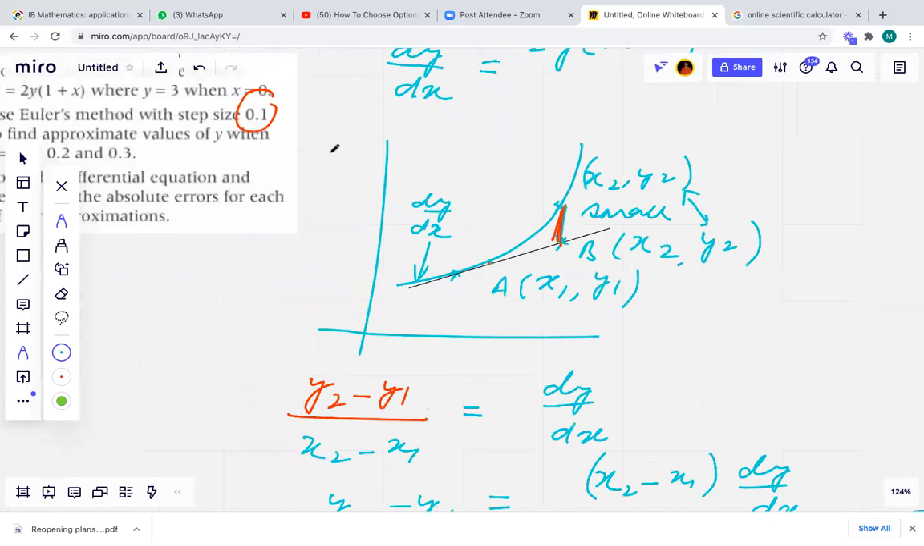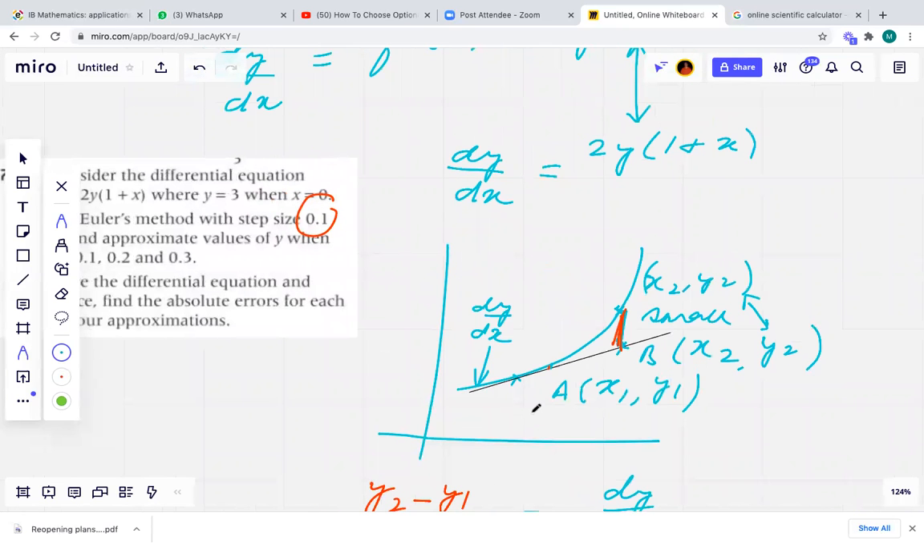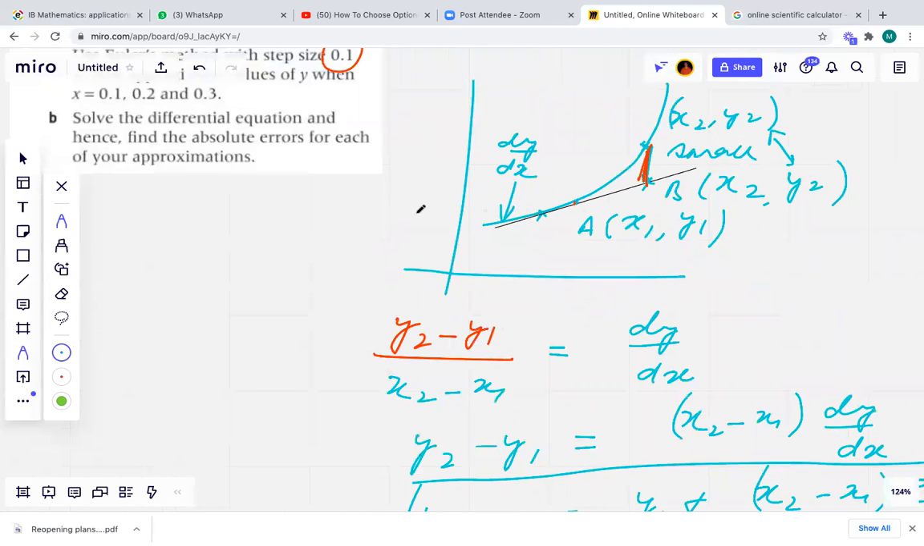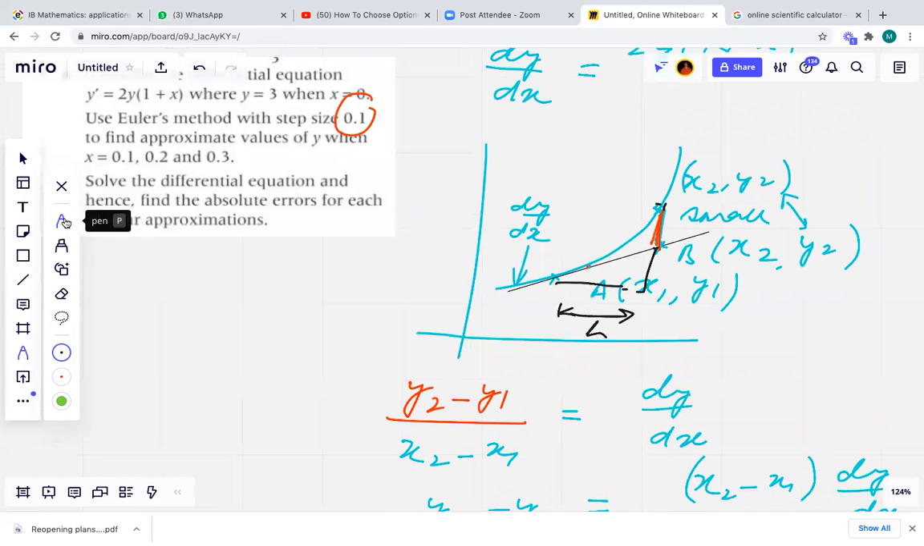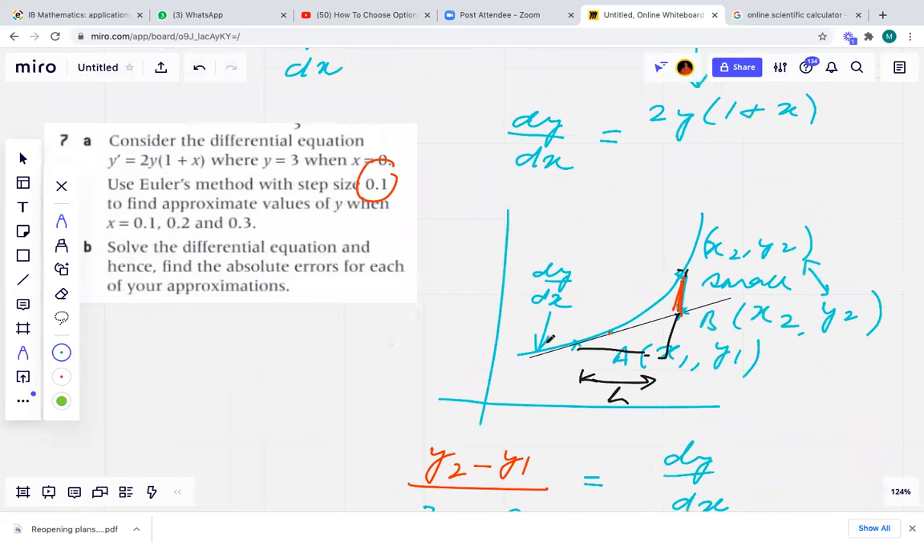Now what does it mean? My step size should be very small, so x2 minus x1 should be small. This is my step size, with x1, y1 here. This is my step size h. x2 minus x1 is the step size. If this is small, then this point and this point will be almost the same. Which means now my y2 is based on y1.